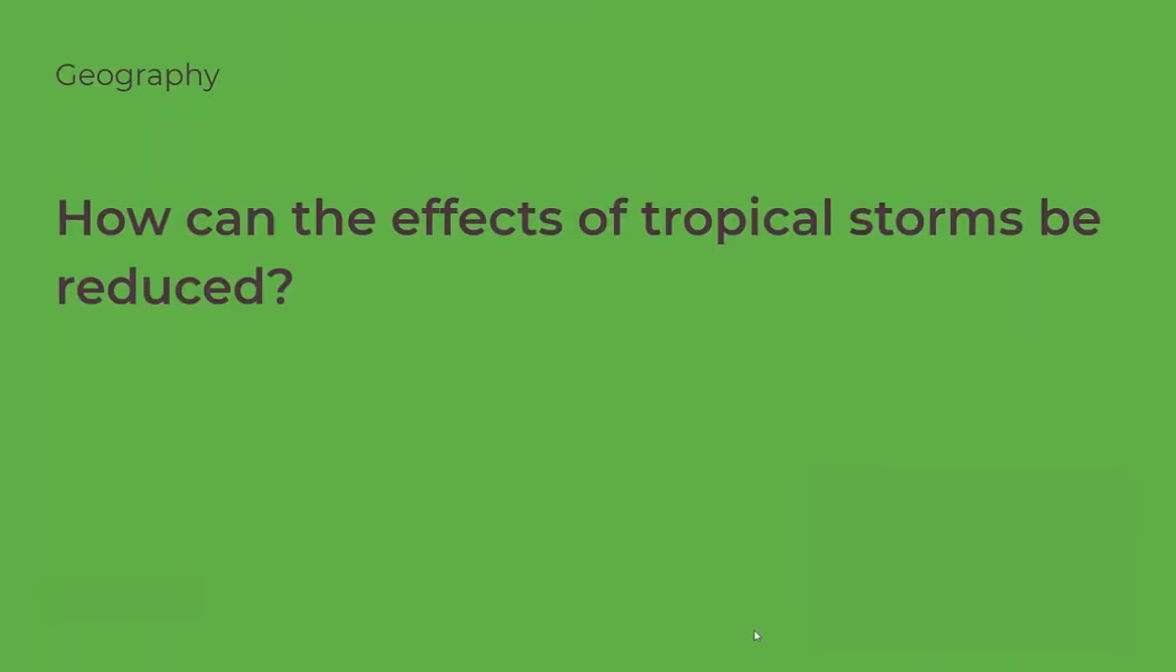So this lesson is how can the effects of tropical storms be reduced? So how do we minimise the impact of tropical storms? People around the world live in areas at risk of tropical storms, so how is it we can support them in managing these natural hazards?